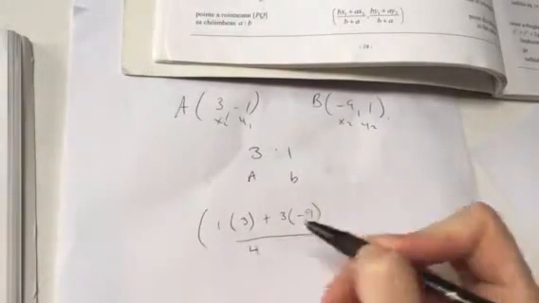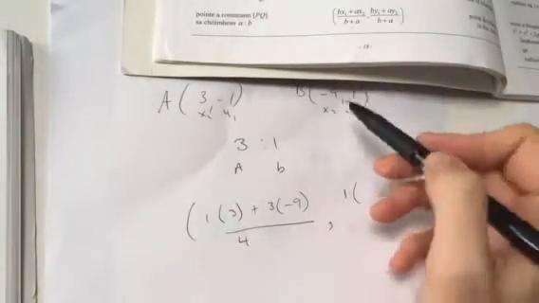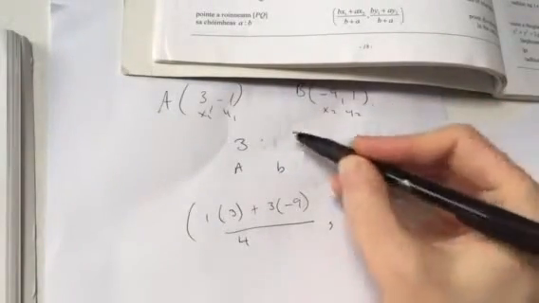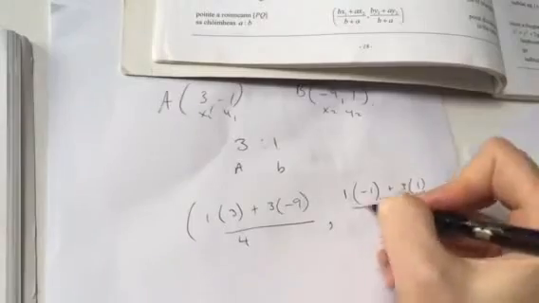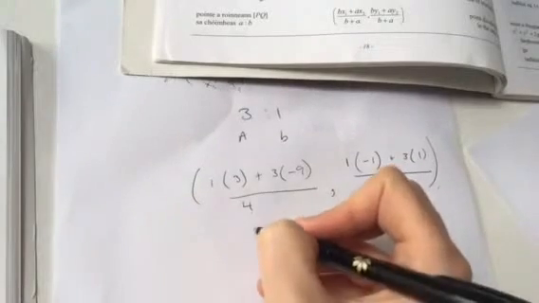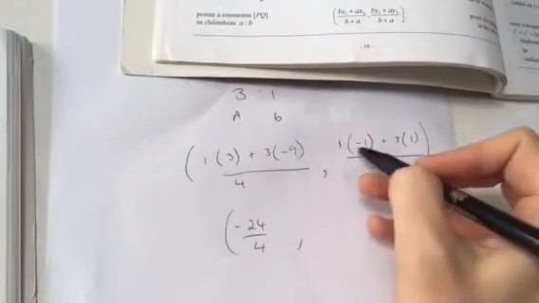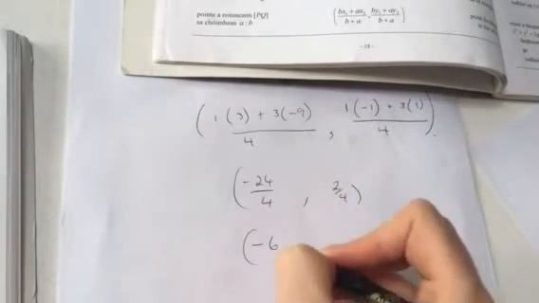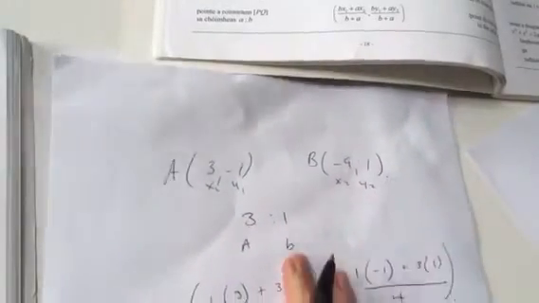B plus A is 4, comma, B times y1 plus A times y2 all over B plus A. And then I should be able to clean that up. Pretty straightforward. That's 3 minus 27, which is minus 24 over 4. And then this one is minus 1 plus 3, which is 2 over 4. Which gives me minus 6, comma, a half. So that's the point that divides this line segment in the ratio of 3:1.